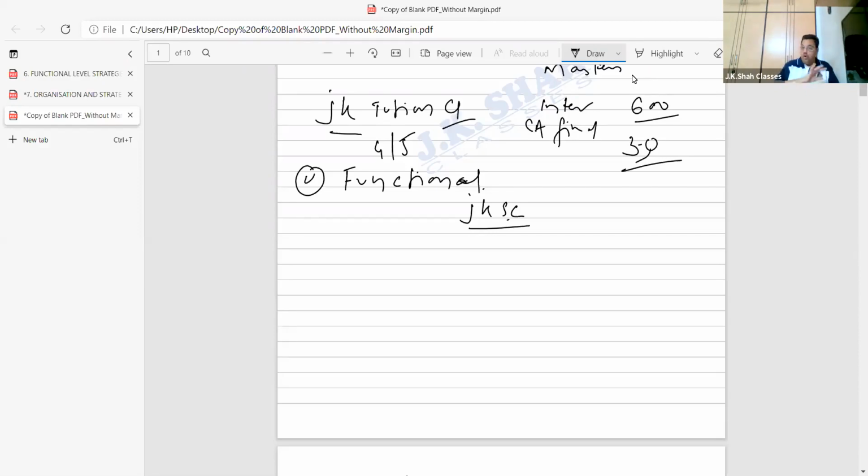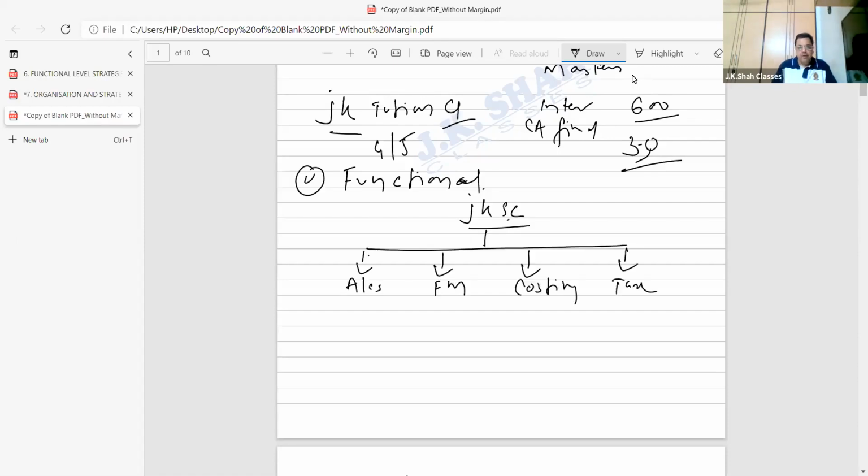So JK Shah Classes was formed, and it was no longer a tuition center, it became a classes. So JK sir said, I was knowing that I'll have to teach accounts now, FM, costing, tax.